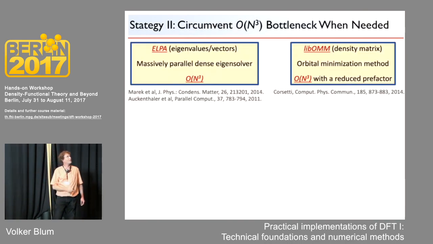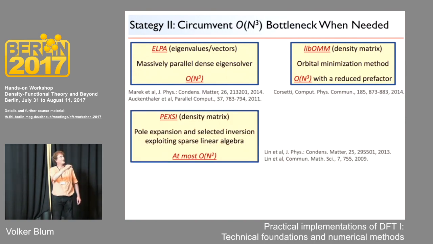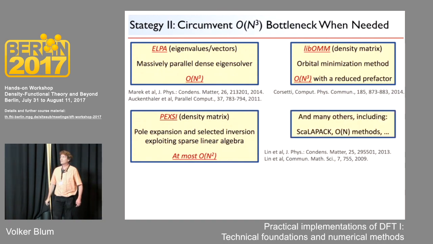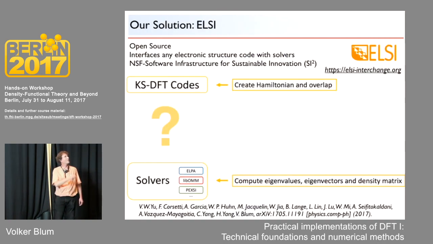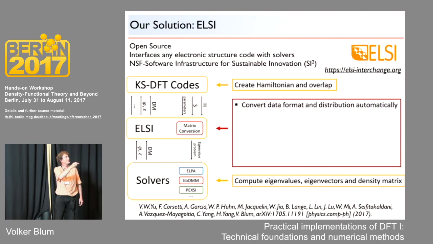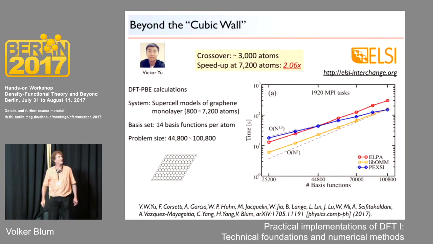Victor Yu, who's in the audience, is working on a method of integrating other solvers, so solvers that also go beyond order n cubed in a single framework that we call ELSI, so that basically connects different DFT codes. So this is an open source library to different types of solvers. If an eigenvalue solver is your best bet for small systems, we can do that, but in principle we should be able to go to larger systems seamlessly by switching to other solvers, and this is what this library is going to do. This is actually something that works.